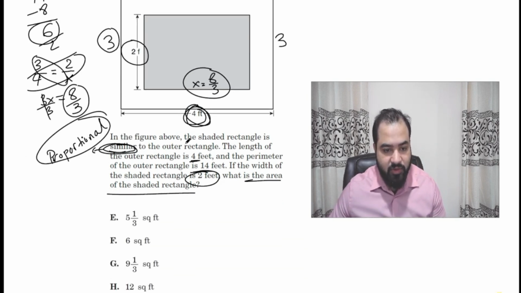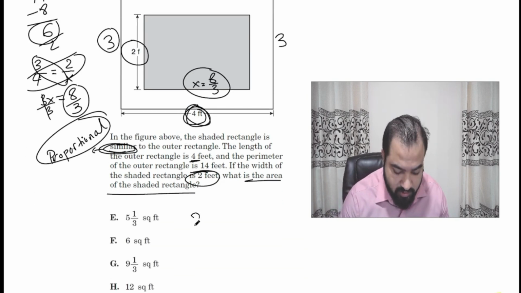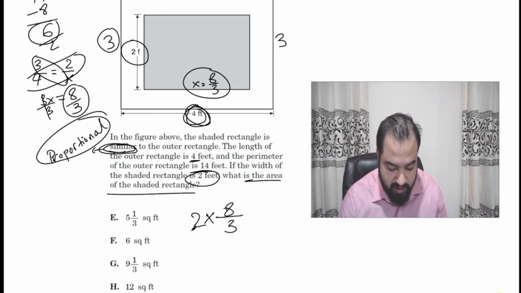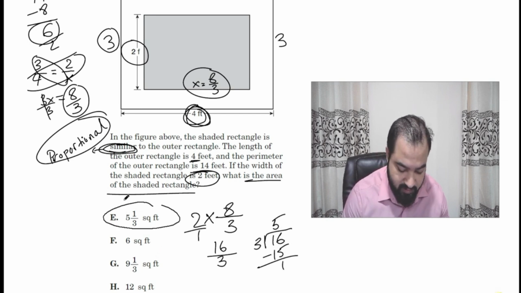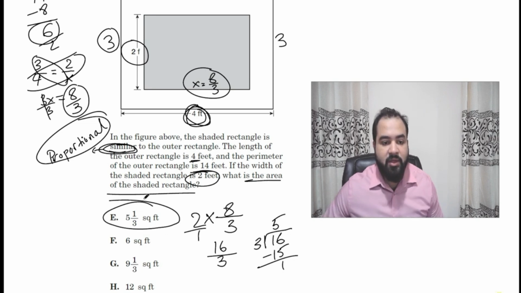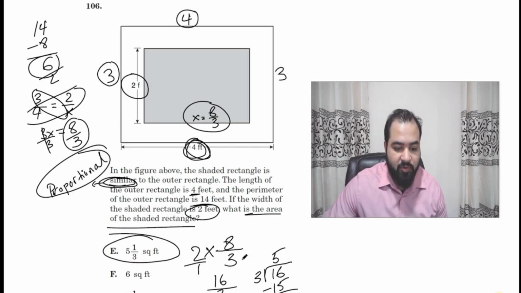So 2 times 8 over 3. If I do that, that's 16 over 3. So now let's do the division. 16 divided by 3 goes 5 times, 15. So that's 5 and 1/3. All right, similar means proportional. Remember that, guys.